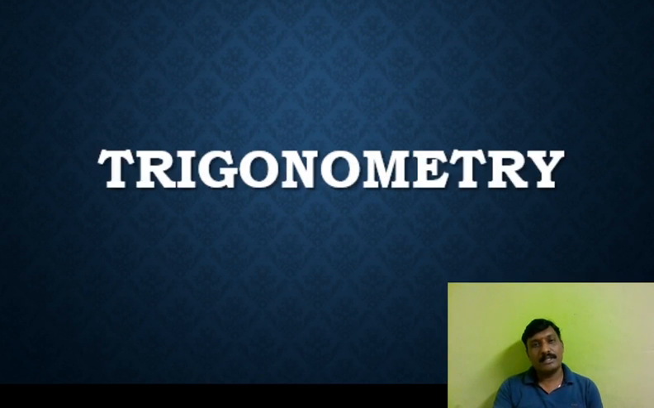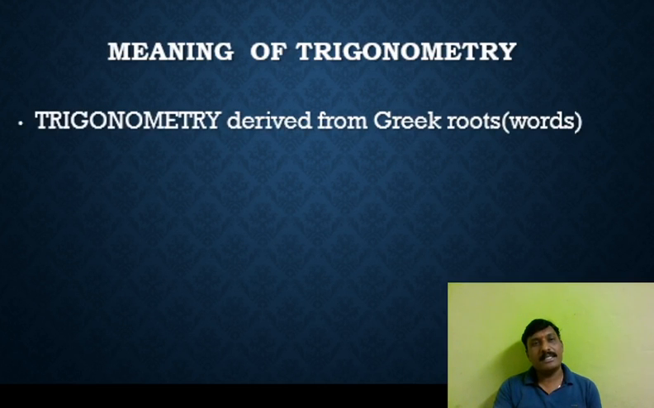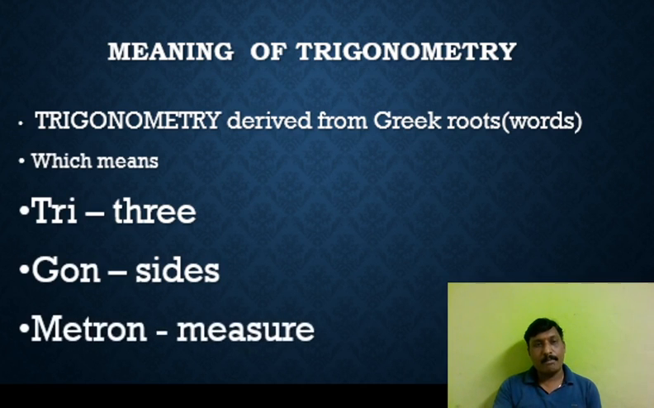Here the word trigonometry came from the Greek, which means it is a combination of words. Trigonon means a triangle, which has three sides. Metron means a measure. So it is a triangle measure.